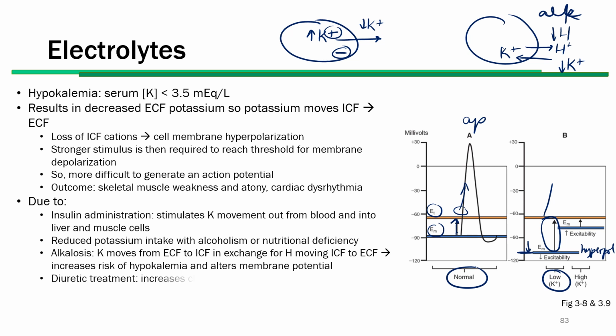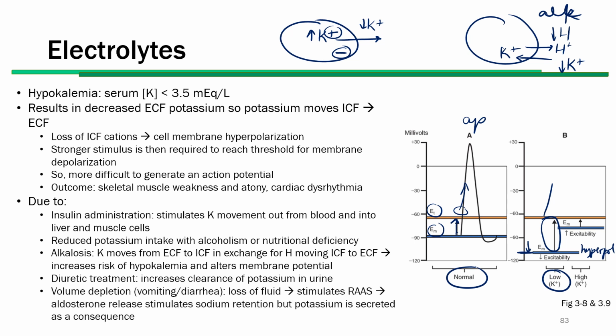That's going to risk changing the membrane potential. Diuretic treatment, if it increases potassium clearance, can decrease potassium in the blood or in the extracellular fluid. Any volume depletion, remember that RAS system. If your blood pressure falls, if you lose any fluid, you're going to stimulate RAS. And one of the things that happens when you stimulate RAS is that you release aldosterone. Well, aldosterone stimulates sodium retention but potassium secretion, and so you decrease your extracellular fluid potassium as an outcome of that. Any of those things can generate hypokalemia and make it more difficult to generate an action potential.